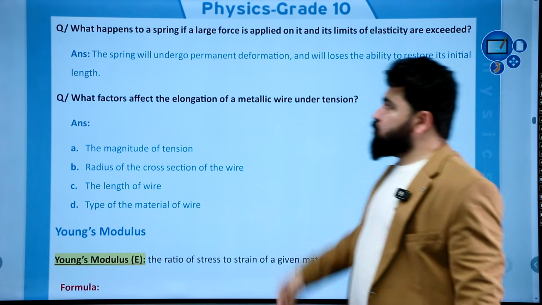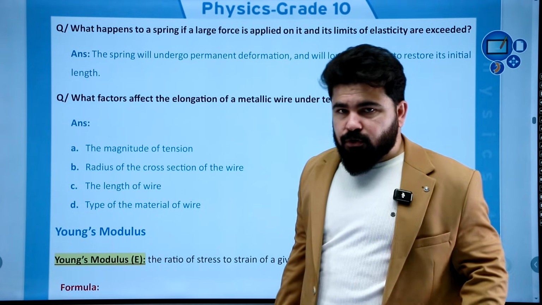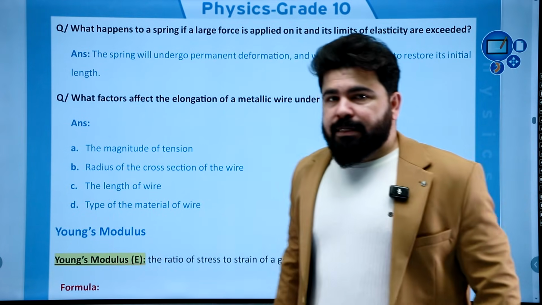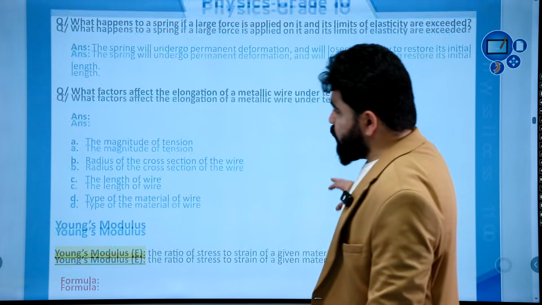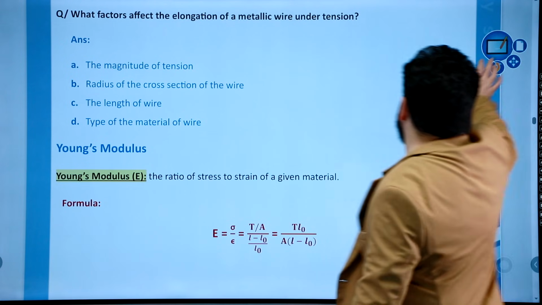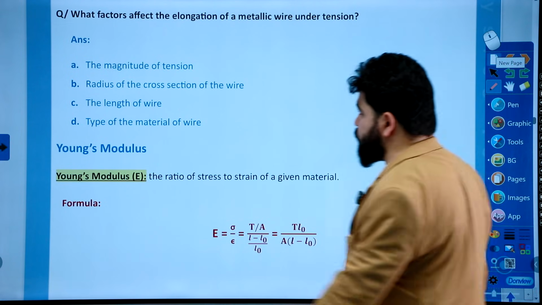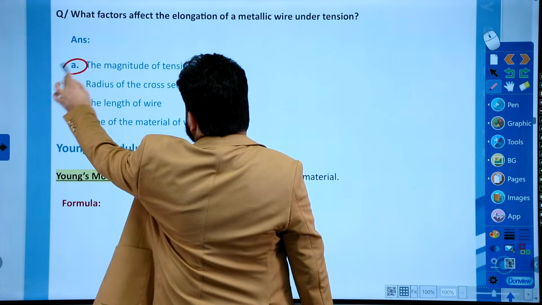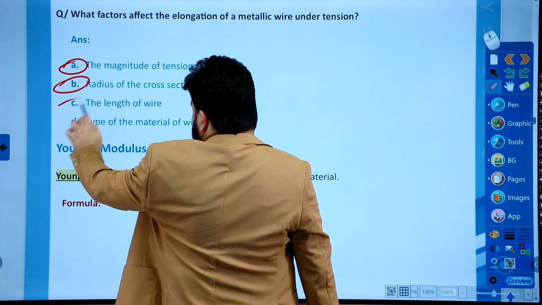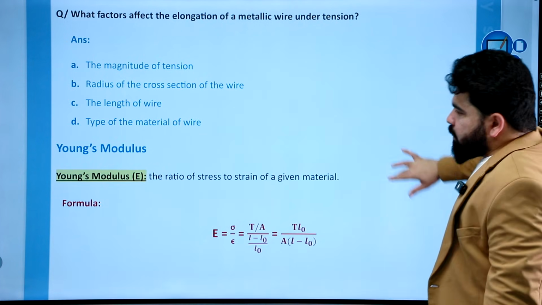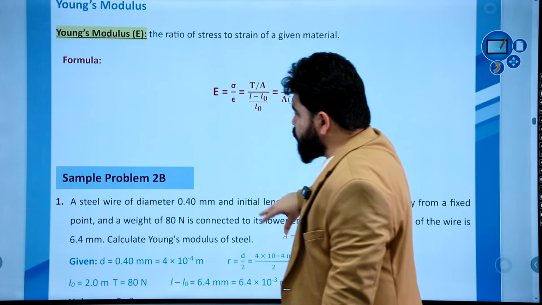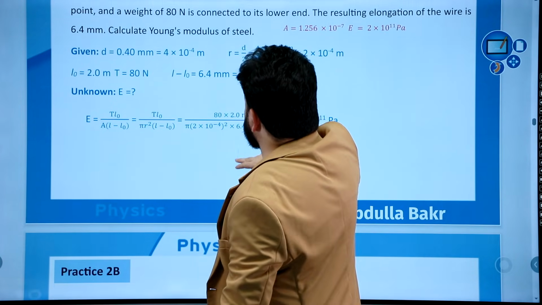This question: what happens to a spring if a large force is applied to it and it exceeds the limits of elasticity? Of course, the spring will not be able to go back to its original shape. What are the 4 factors that affect the elongation of a wire? The magnitude of the tension, the radius, the length of the wire, and the type of the material. I talked about this too. Let's solve a question about this.